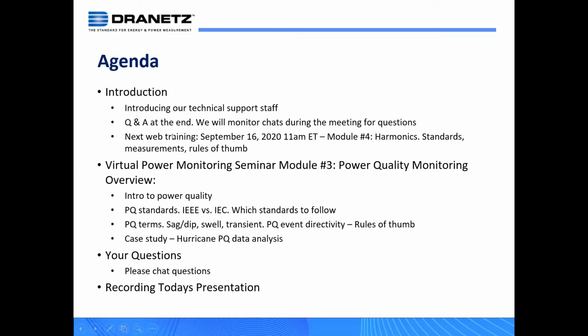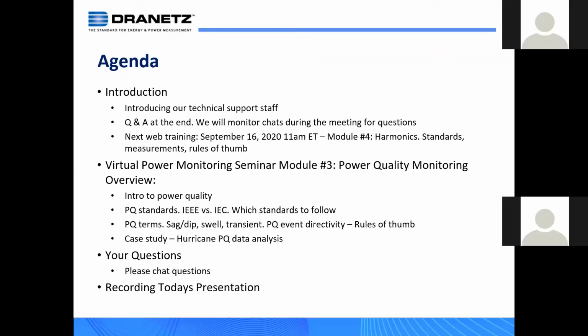Our next presentation will be 1 week from today on September 16th, where we continue our power monitoring seminar, and it's going to be on harmonics. We're going to really define what harmonics are, why you should be concerned about harmonics, both measurement-wise and the effects on the power system. What are some of the monitoring standards for harmonics, both domestically here in the United States and also outside of the United States? So in other words, IEC maybe versus IEEE standards, and more appropriately recommended practices for harmonics and rules of thumb. So we're going to talk all about that next week.